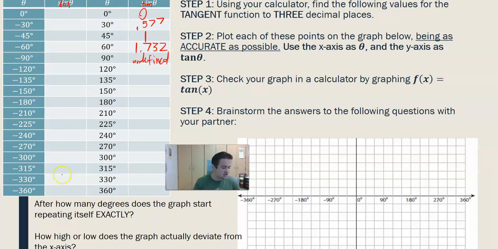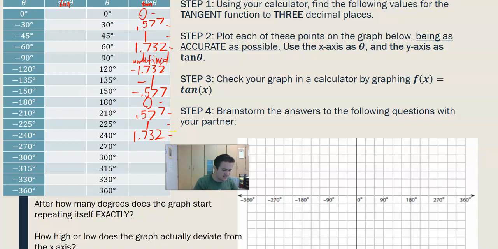Let's keep going. Tangent of 120 degrees is negative 1.732. Tangent of 135 degrees is negative 1. Tangent of 150 degrees is negative 0.577. Tangent of 180 degrees is 0. Tangent of 210 degrees is 0.577. Tangent of 225 degrees is 1. Tangent of 240 degrees is 1.732. Kind of see the pattern that's going on here? 0, 0, 0.577, 0.577, 1, 1, 1.732, 1.732.